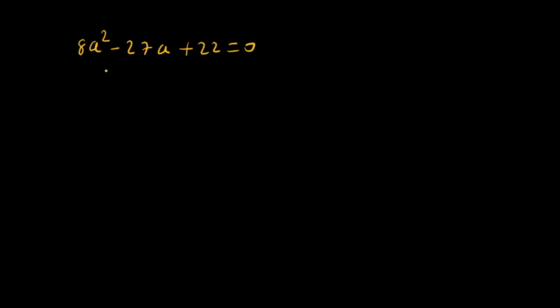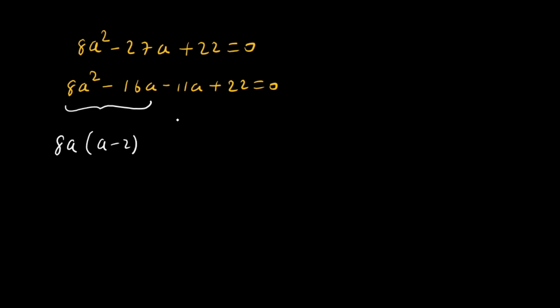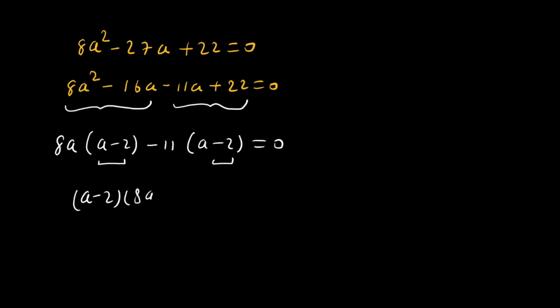Here we will apply the middle term split: 8a square minus 16 times a minus 11 times a plus 22 is equal to 0. In these two terms, if we take 8a common, then (a minus 2), and here if we take minus 11 common, then (a minus 2), and this is equal to 0. (a minus 2) is common. If we take (a minus 2) common, then (8a minus 11) is equal to 0.